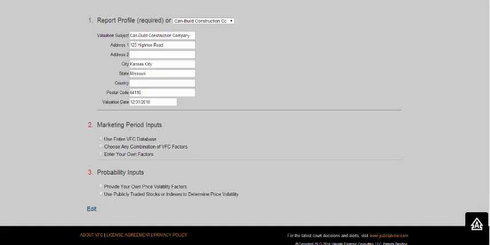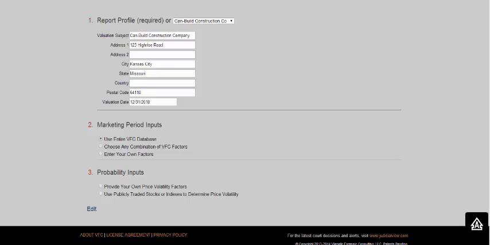Step 2 involves defining the marketing period probabilities. Choosing the first radio button provides a DLOM based on the probabilities calculated by VFC from the entire population of private sale transactions reported by BizComps. Choosing the second radio button provides a DLOM using probabilities calculated by VFC from subsets of the BizComps database. We'll come back to that button in a moment.